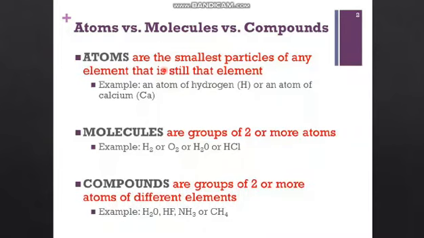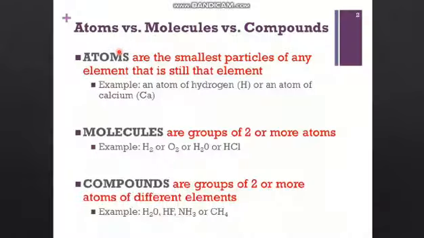Now if you see atom versus molecule versus compound, atoms are the smallest particle of any element that is still that element. So an atom can be an element, and if two atoms are combining, it's an element. Molecules are a group of two or more atoms. So I'm going to tell you what a molecule is, and compounds are a group of two or more atoms of different elements. We know that now. So I'm going to tell you how molecule, element and compound are together, and how they are different and the same.